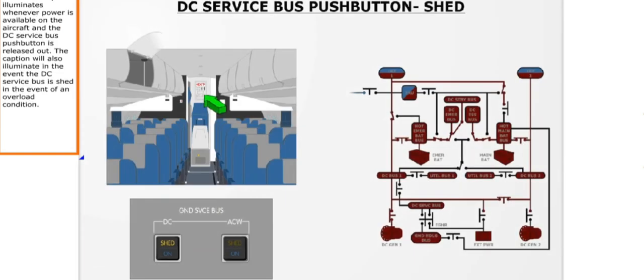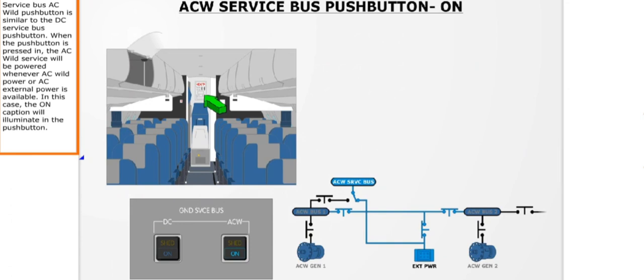The shed caption illuminates whenever power is available on the aircraft and the DC service bus push button is released out. The caption will also illuminate in the event the DC service bus is shed in the event of an overload condition. The ground service bus AC Wild push button is similar to the DC service bus push button.